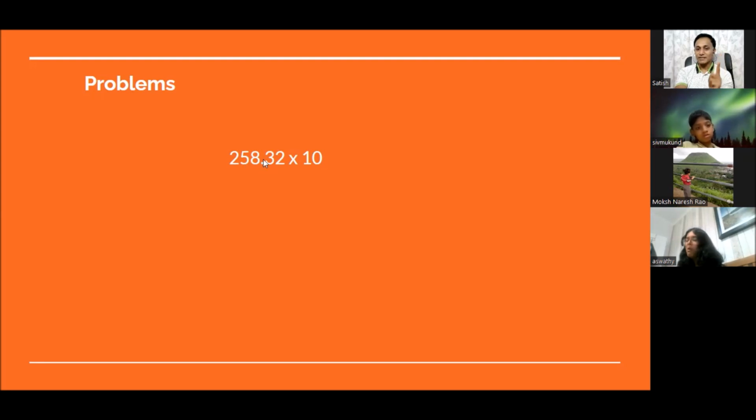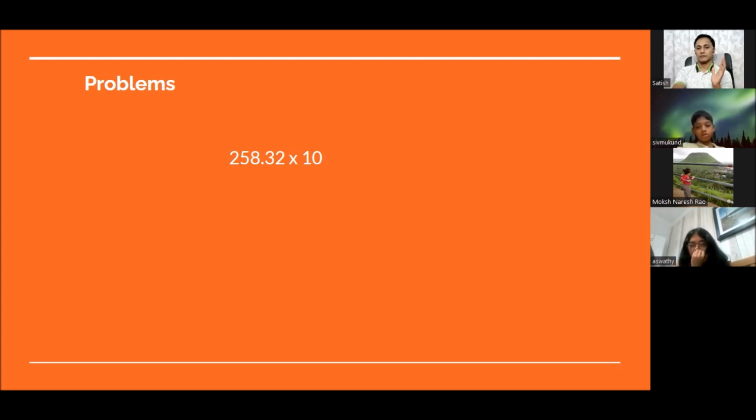So this will become 2583.2, because this decimal will shift by one side. The actual value is 258.32. So the 0.3 becomes a real 3. So this decimal will shift to here between 3 and 2. If you multiply by 100, it will be 25832.